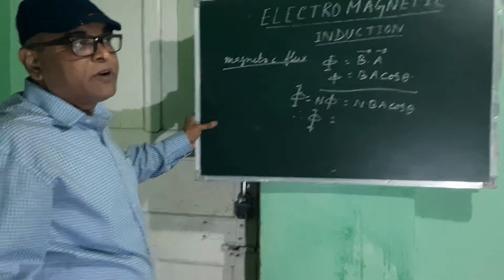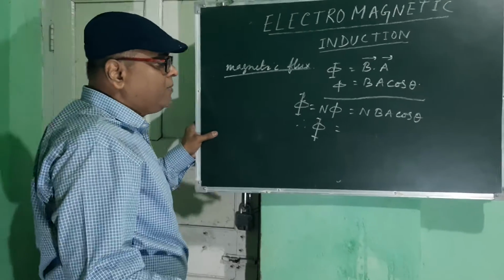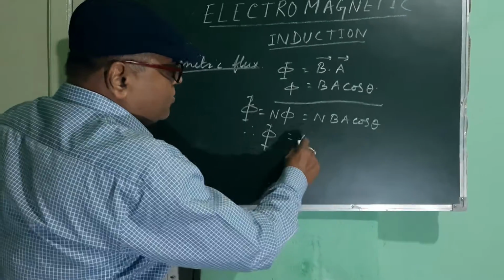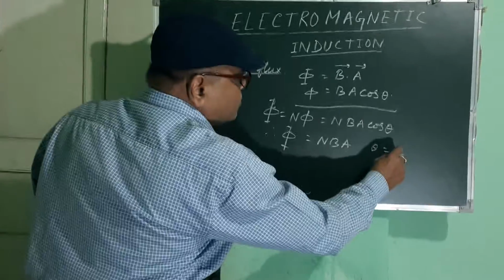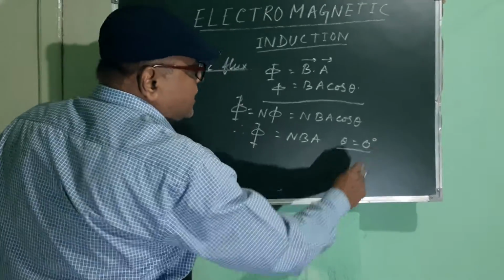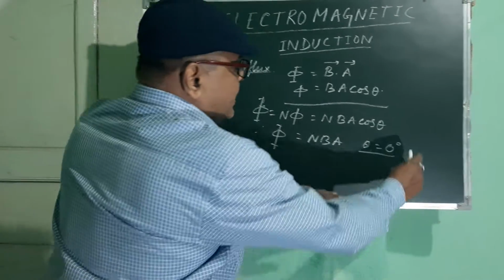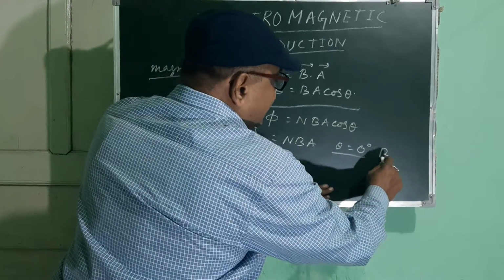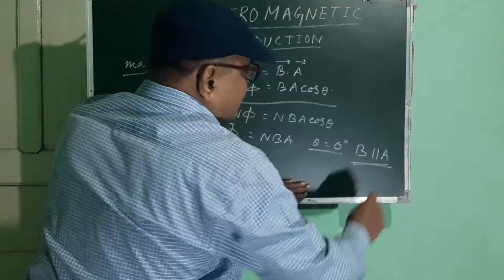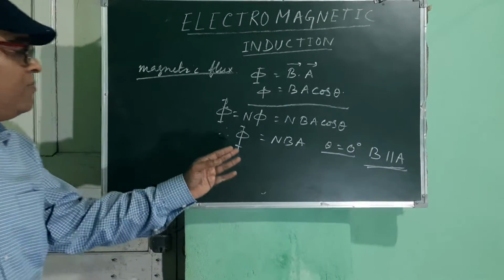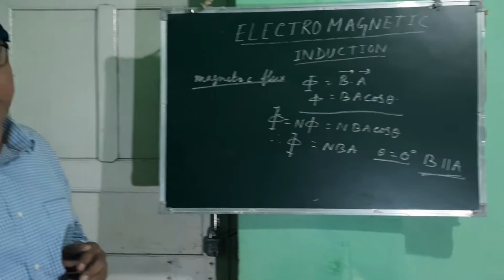It is a very important concept. B and A will be parallel, so theta is equal to 0 degrees. That is, the magnetic field and the area vector both will be parallel. Then the flux produced will be NBA.